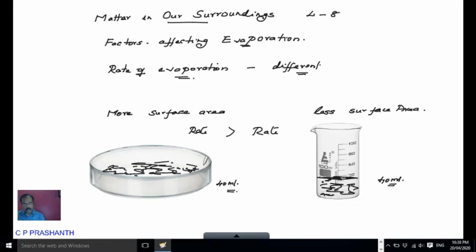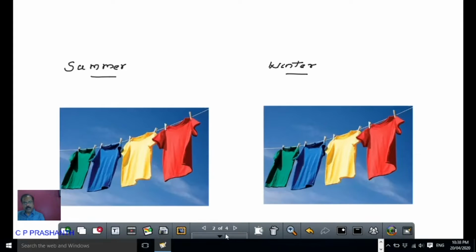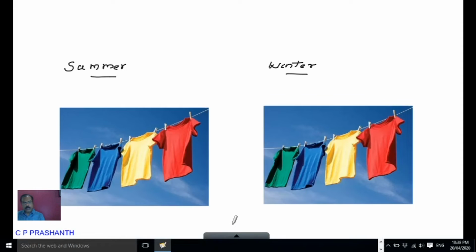So what does this mean? One of the factors which affect the rate of evaporation is surface area. The more the surface area, the more evaporation. The less the surface area, the less evaporation. That's it. So we have learned the first factor which affects the rate of evaporation, surface area. Let us see the next factor now.